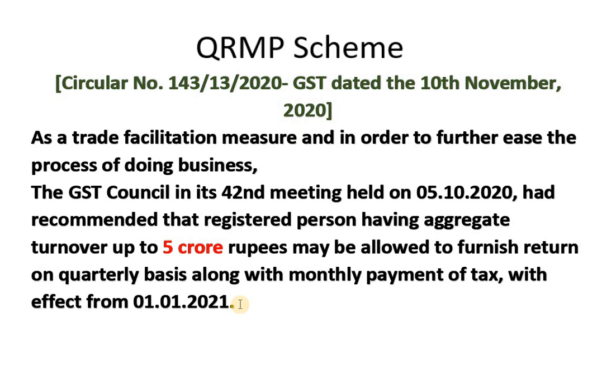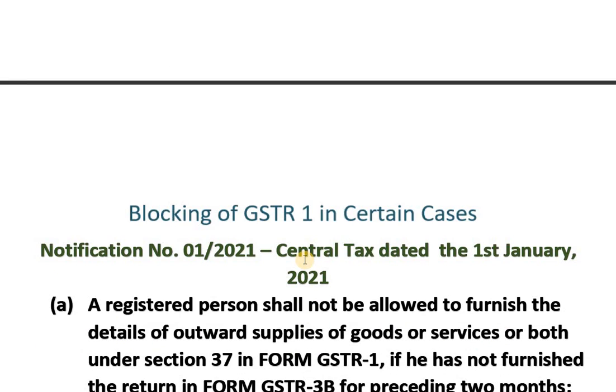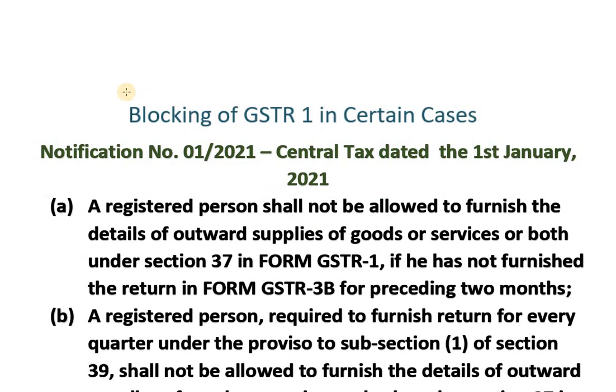Any taxable person having the turnover which is up to 5 crore may be allowed to furnish the tax return on a quarterly basis, but they have to make a payment of tax on a monthly basis. They have to make payment on monthly basis, but return will be filed on a quarterly basis from 1st of January 2021. And then next we will discuss the blocking of Gstr 1 in certain cases.